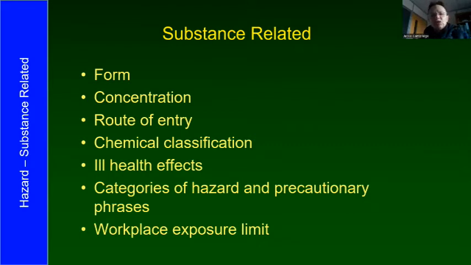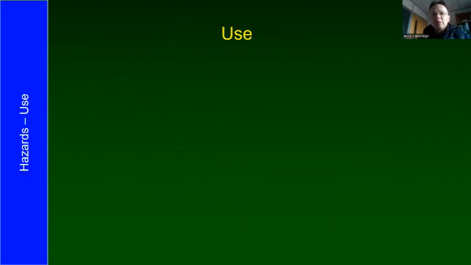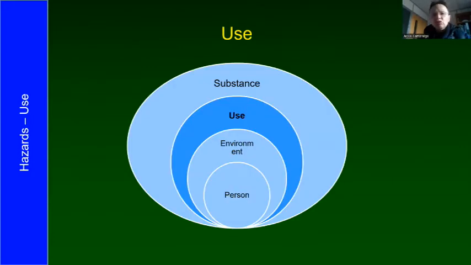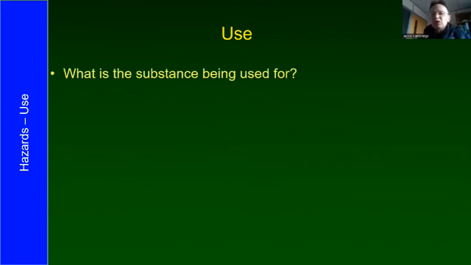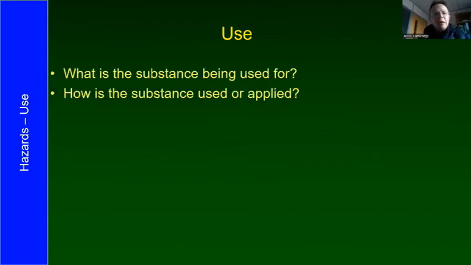If the substance has a workplace exposure limit, this is in EH40, some high risk substances have a limit, and we mustn't be exposed to more than that limit in either a 15-minute period or an 8-hour day. So it asks some questions about the substances that people are being exposed to. But it's not just the substance. Then we think about how it's being used, where it's being used. So use, what's the substance actually being used for? Is it a glue? Is it a paint?